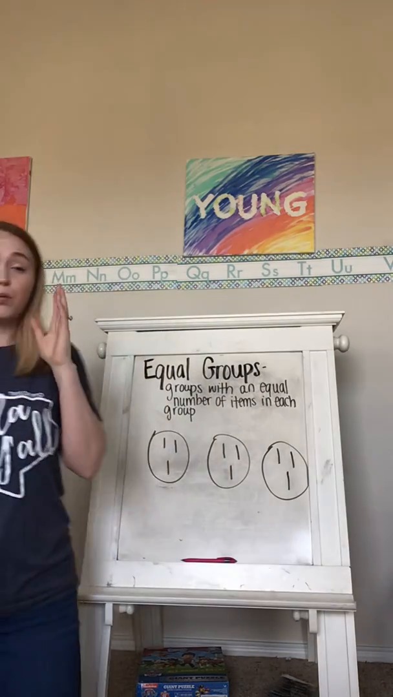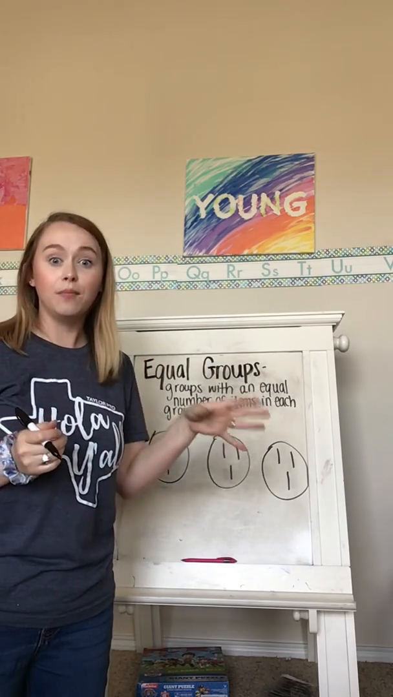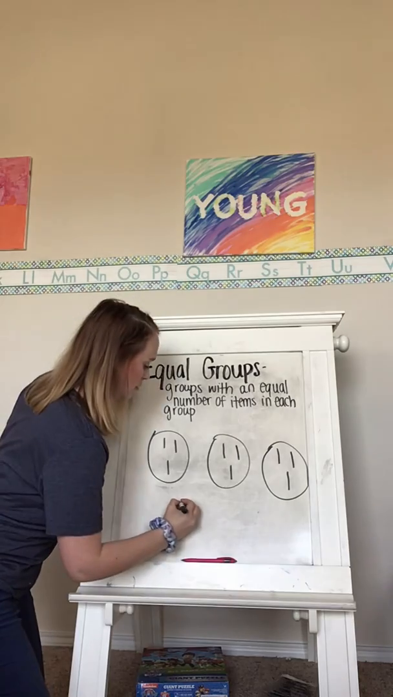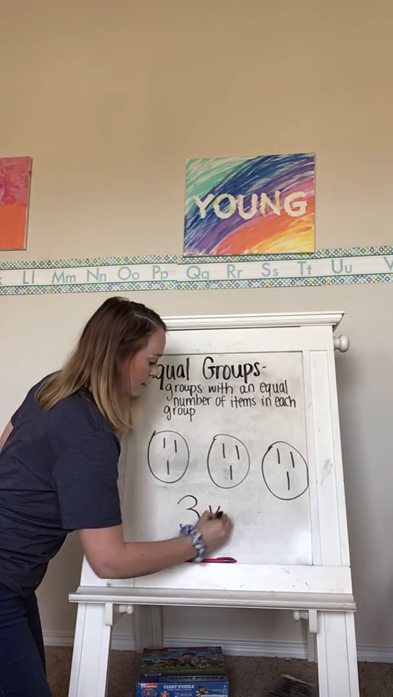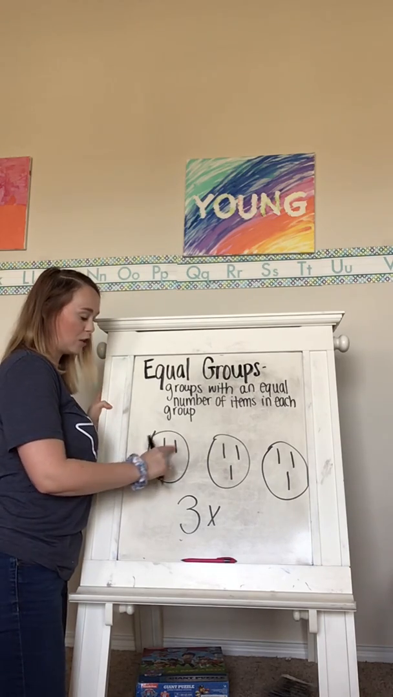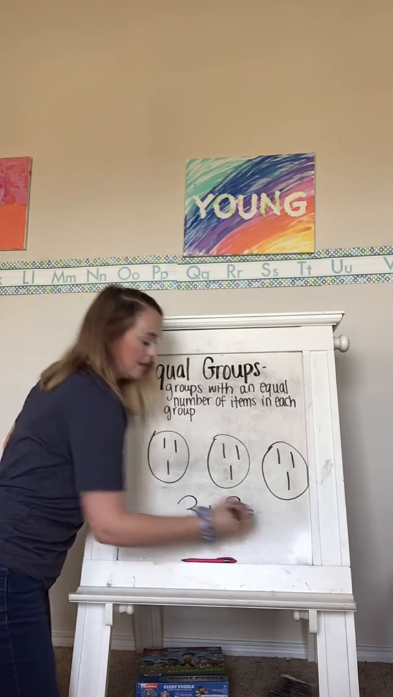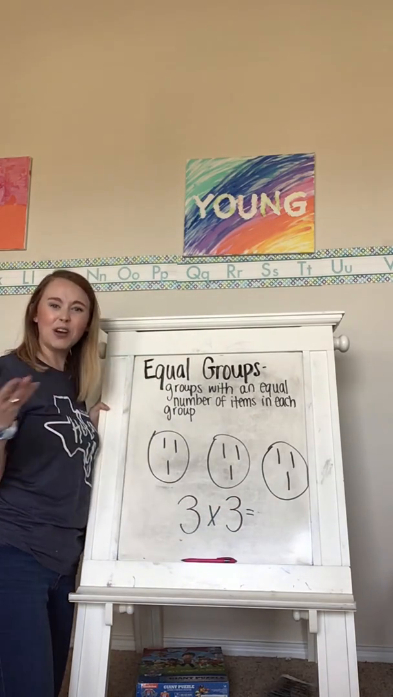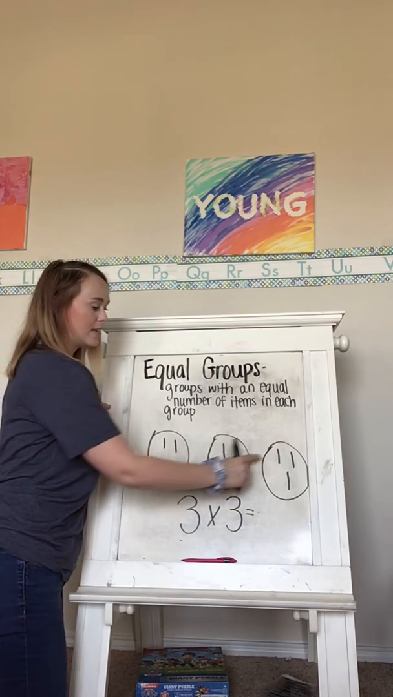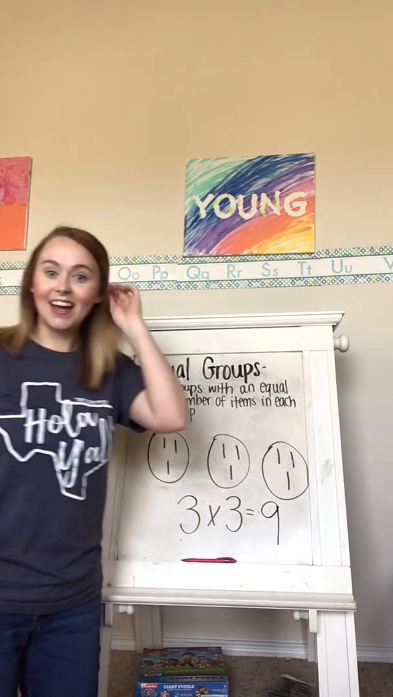Okay, now remember to write our multiplication sentence using equal groups. I first need to write how many groups we have. So I have 1, 2, 3. So 3 times, now I count how many items we have in that first group. 1, 2, 3. So our multiplication is 3 times 3. And I want to know, what is 3 times 3? Well, 1, 2, 3, 4, 5, 6, 7, 8, 9. 3 times 3 equals 9.